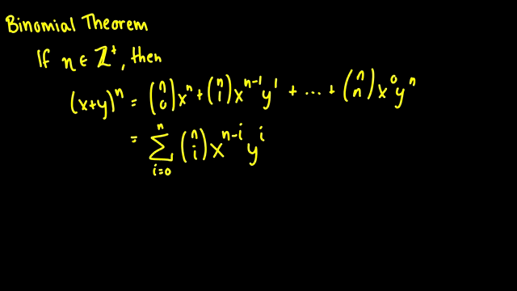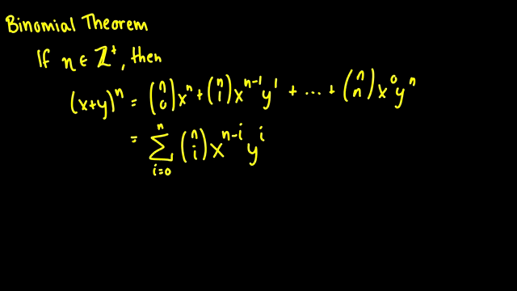It says that if n is a positive integer, then (x plus y) raised to the n is going to be n choose 0 times x to the n, plus n choose 1 times x to the n minus 1 times y to the 1, plus dot dot dot all the way up to n choose n of x to the 0 times y to the n.